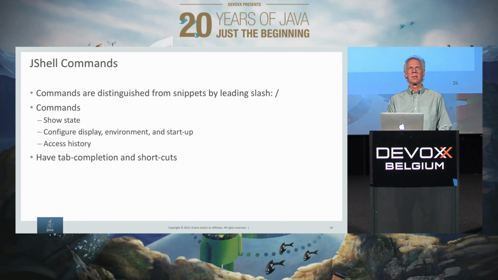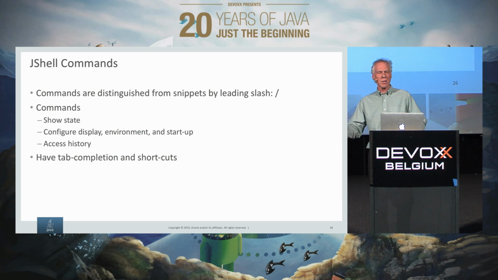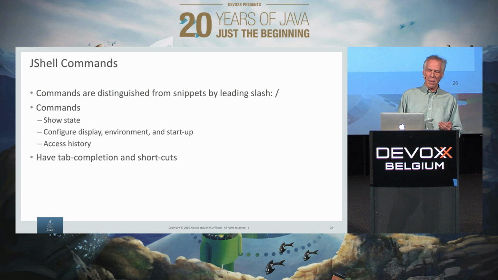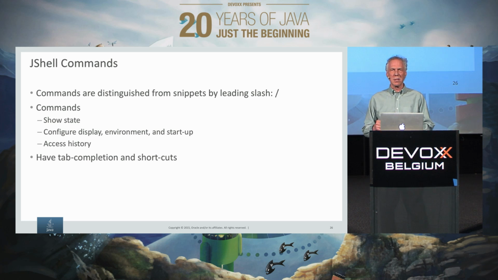What about commands? The commands are differentiated from snippets by having a leading slash. They do a bunch of things, like they show the state of your execution. They allow you to configure how JShell works, including how it displays. They set up your environment, let's say what your class path is, and things like that. And what the startup is, and I'll show what that means in a little while. And allows you to look at your history of what commands and snippets you've entered.